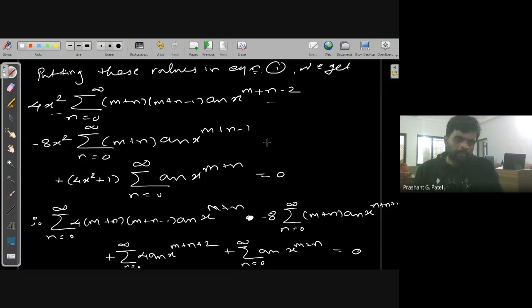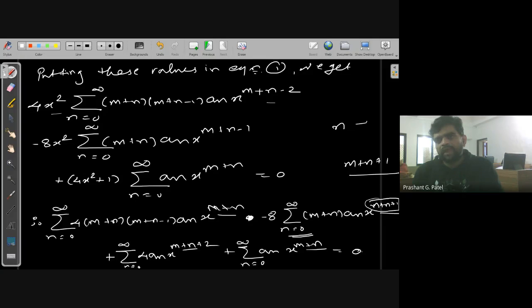Okay. Now I want that all the powers of x should be the same. So here we have power m plus n plus 1, here we have m plus n plus 2. So instead of these, I want it should be m plus n. So instead of n, I am replacing n by n minus 1. So this summation starting with 0 will now start with 1.